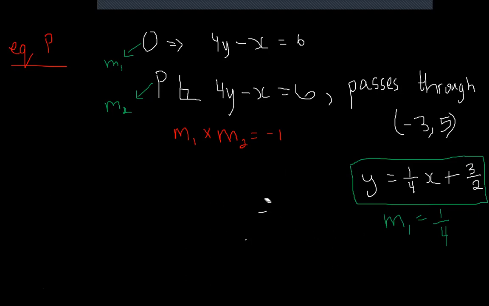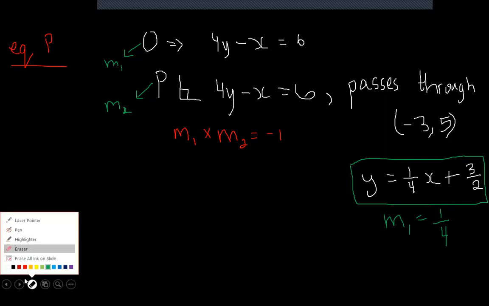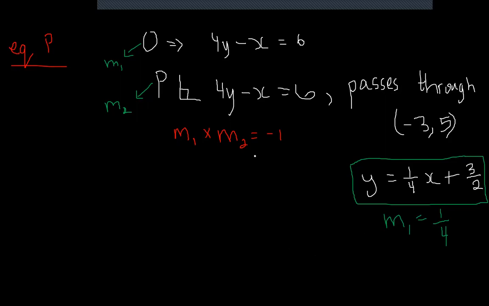So they actually told us that line P is perpendicular to O. So that means the product of the gradients is -1. We know that M1 is a quarter, so we just put a quarter here. And we're trying to find M2. M2 is the gradient for the line P. So a quarter times M2 is equal to -1. And what we're trying to do now is find M2.